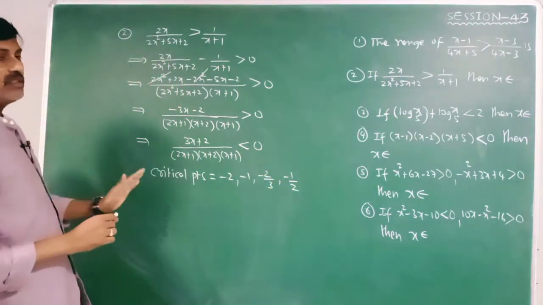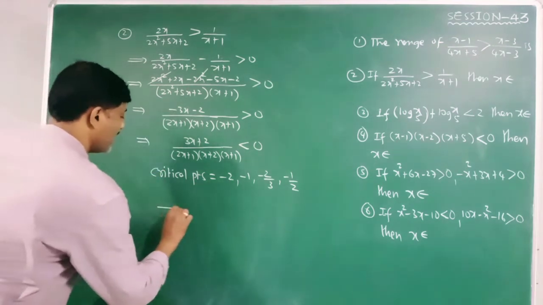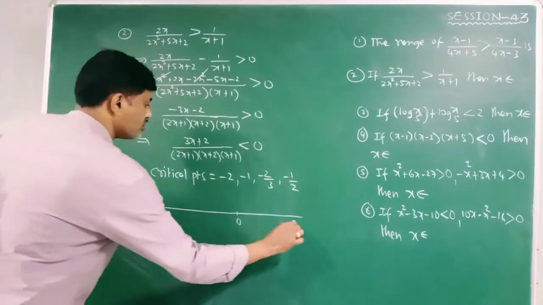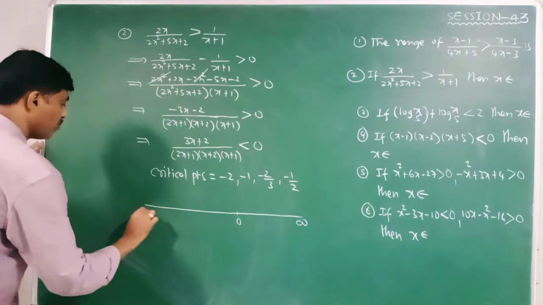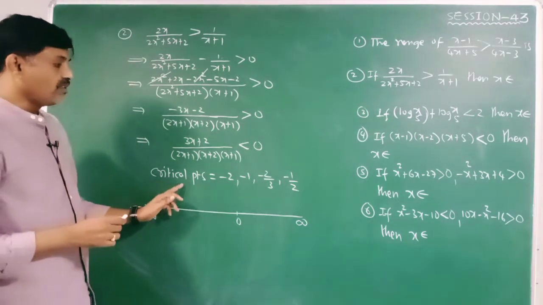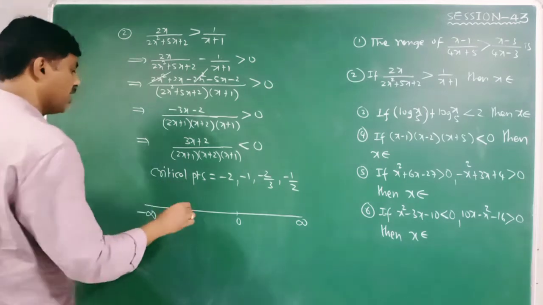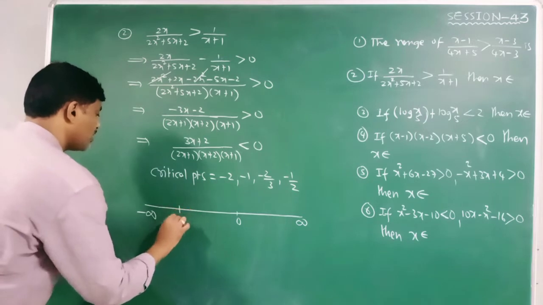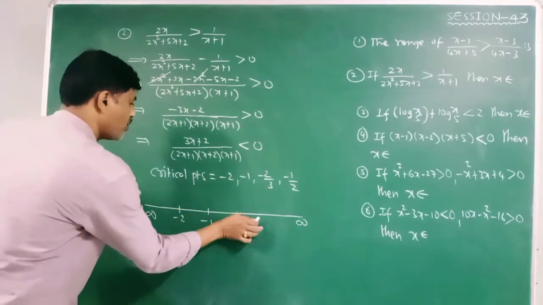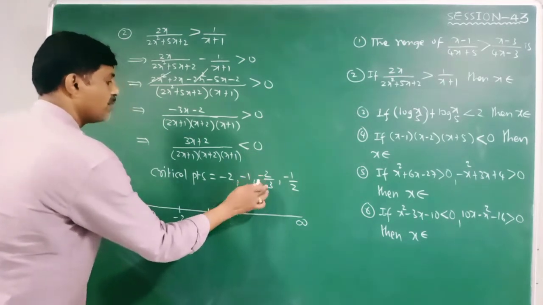All these critical points we have to plot on a real line, that is a number line. This is 0, this is infinity, this is minus infinity. We always plot the critical points on the real line in ascending order. Which one is small? Minus 2 is small, next is minus 1, next is minus 2 by 3, which is minus 0.6.